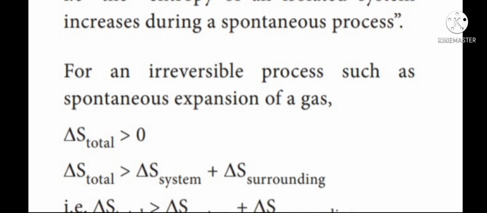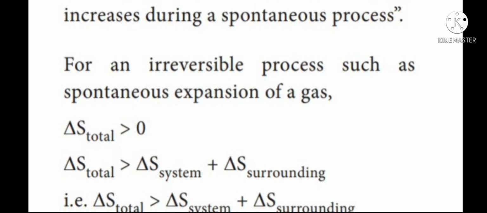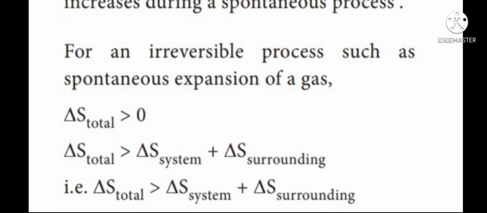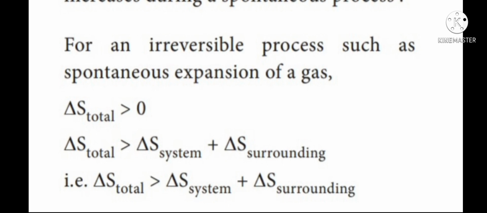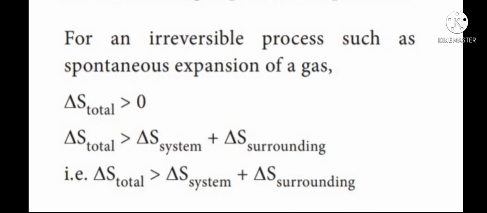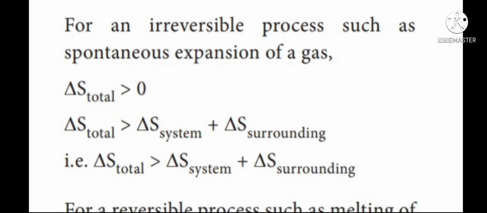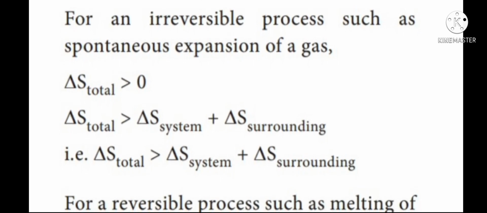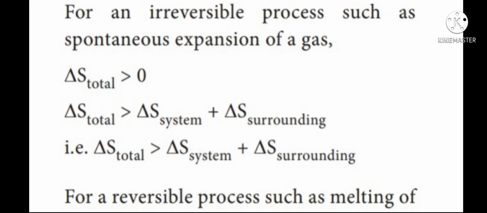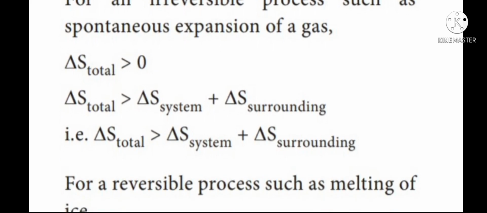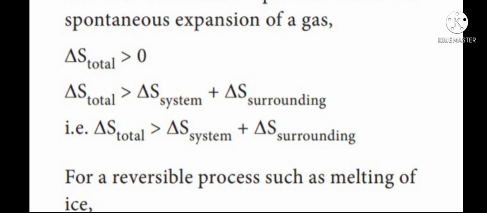For an irreversible process such as spontaneous expansion of a gas, delta S total is greater than 0. Delta S total is greater than delta S system plus delta S surrounding. That is, delta S total is always greater than delta S system plus delta S surrounding.